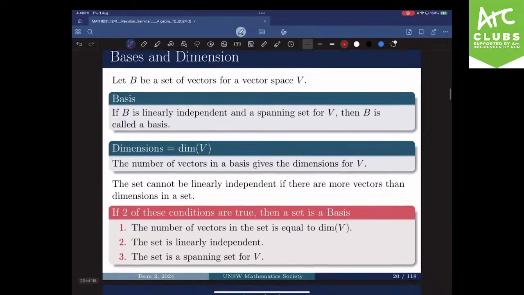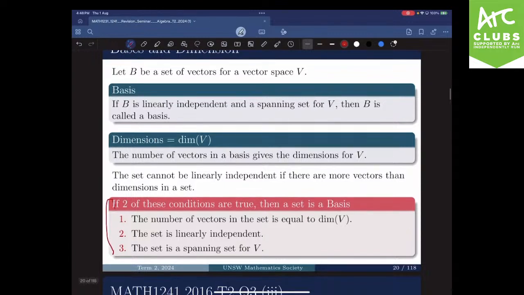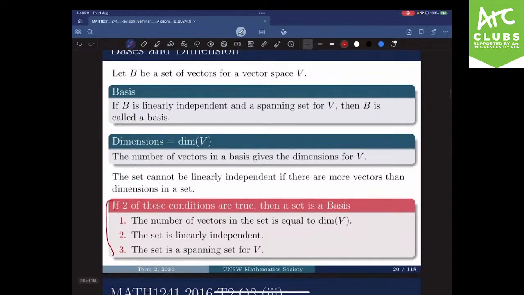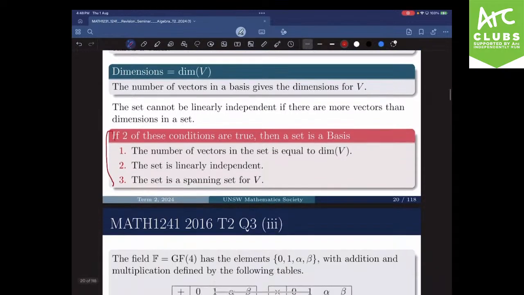And a really common thing that happens is we use this little lemma here, and it's basically like buy two get one free, in a sense. So if any two of the conditions are true, then the third one's also true. So 1 and 2 imply 3, 3 and 1 imply 2, 2 and 3 imply 1. I feel like it's best illustrated through an example.